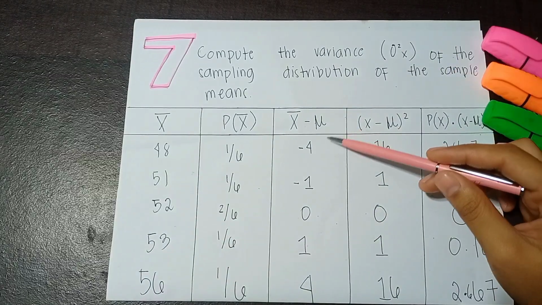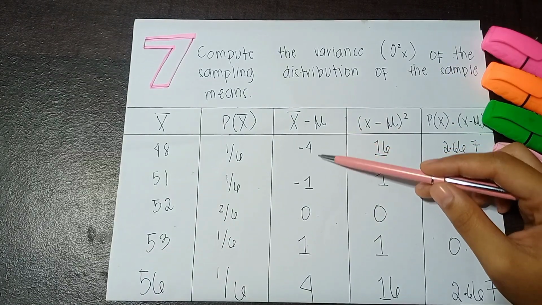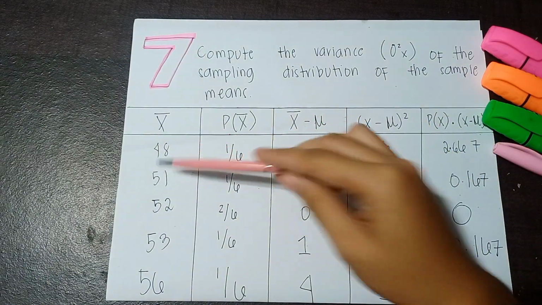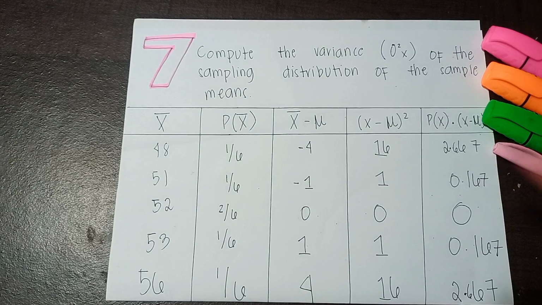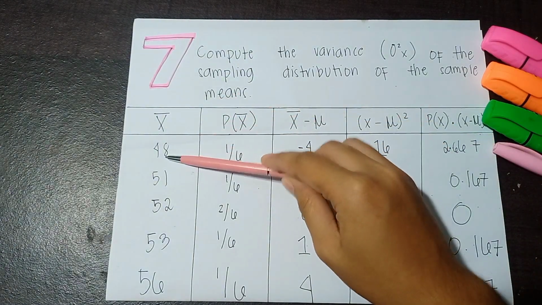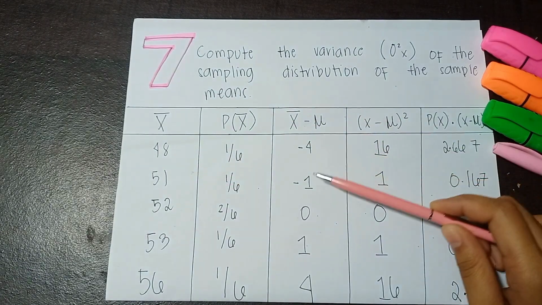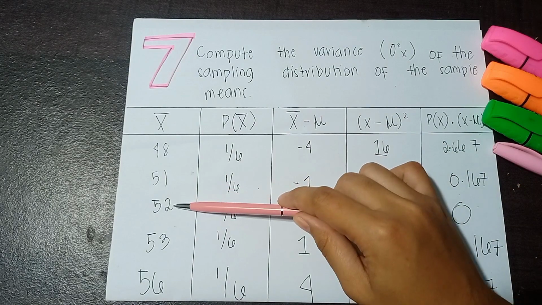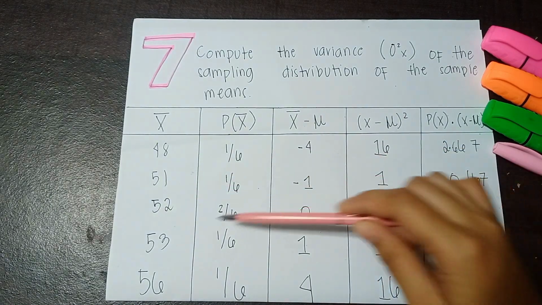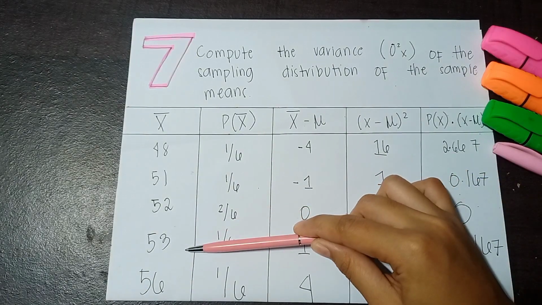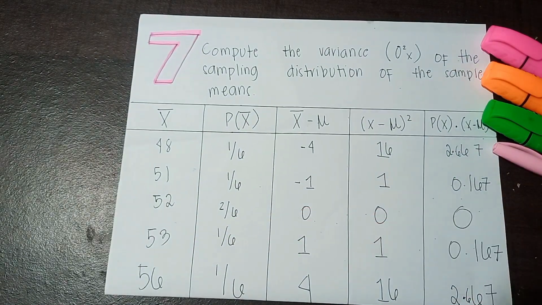In order for us to fill the third column, we will just simply subtract the population mean from each sample mean. So from step 1, we have the population mean of 52. So 48 minus 52, we have -4. 51 minus 52 equals -1. 52 minus 52 equals 0. 53 minus 52 equals 1. 56 minus 52 equals 4.